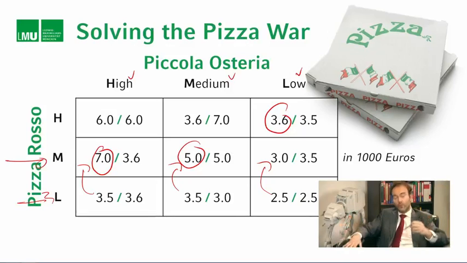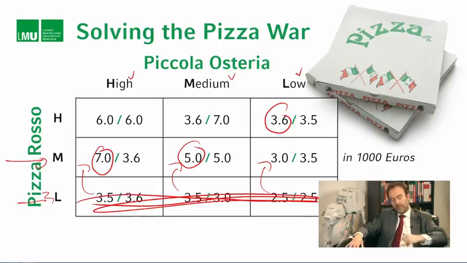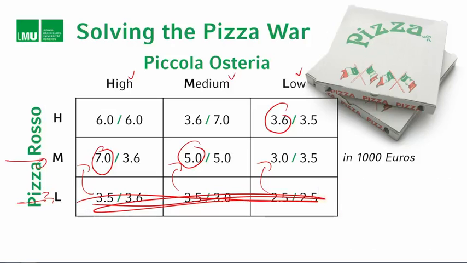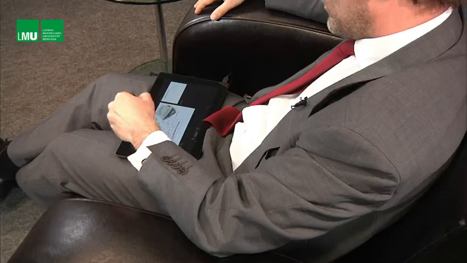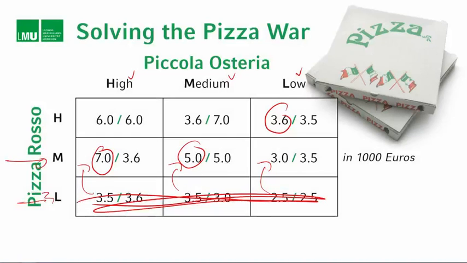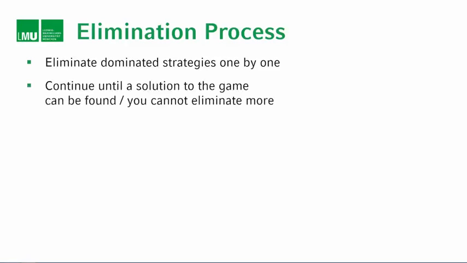Now what we can do with this strategy is basically just eliminate it. It's not going to happen, right? There's never going to be a low price set by Pizza Rosso. We can do it exactly the other way around, and given this is a symmetric problem, we'll find that also for Piccolo Osteria, charging a low price is never going to be a viable strategy. Okay, so we eliminate these dominated strategies. We can eliminate them one by one, and we will continue with that until we can find a solution to the game, or you just can't eliminate more.